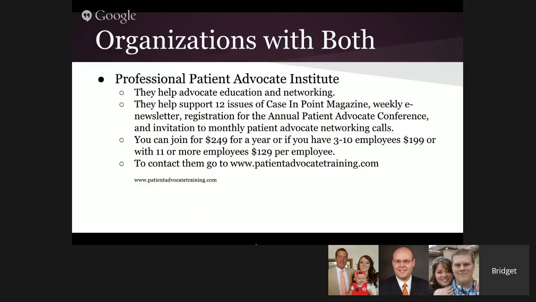And just like the others, you have an annual fee, which for this organization can cost $249 for a year if you have 3 to 10 employees, or $199 a year if you have 11 or more employees, or if you don't have that many, it's going to be $129 per employee. For more information about this, you can contact them at that specific webpage. So yeah, that is the end of our slides. I hope you all enjoyed it.